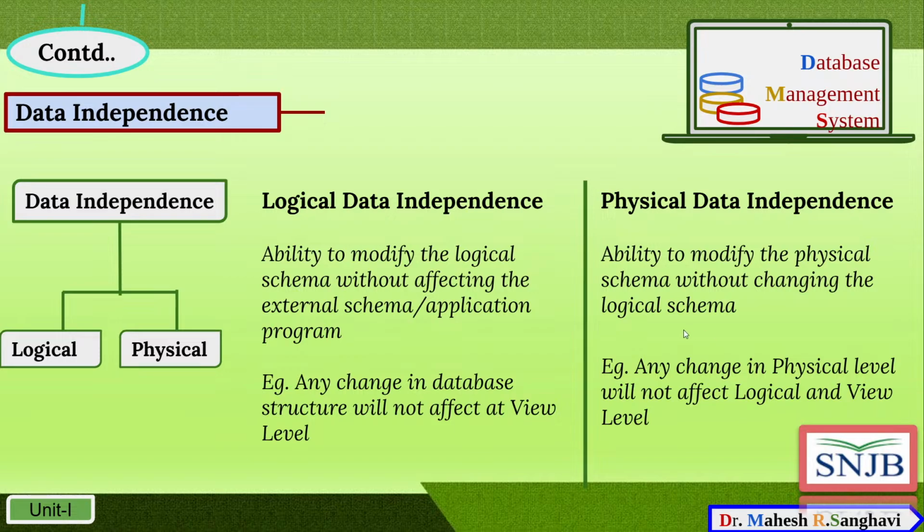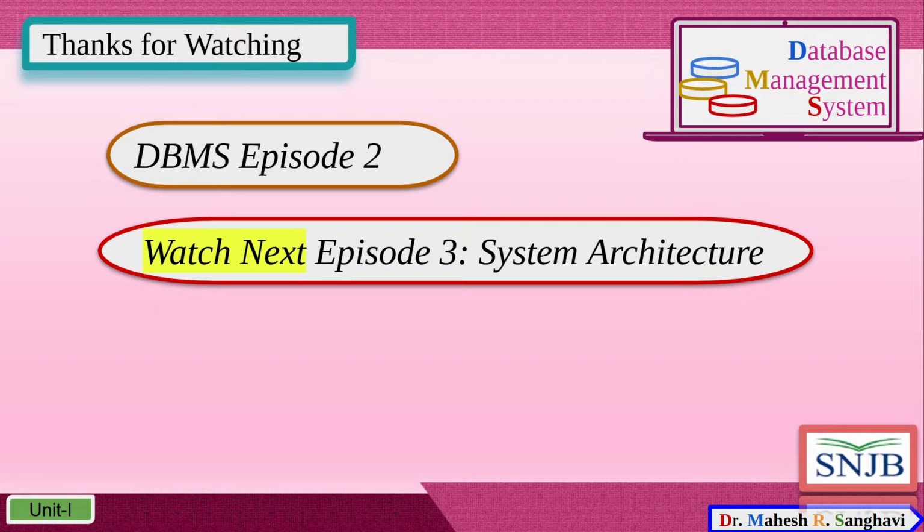Let us take a simple example to understand both concepts. Imagine an ATM machine. When you use an ATM, you only see the screen and buttons. This is like the view level. The bank that manages your balance and transactions is the logical level. And finally, the server and the database that store all this data physically, that's the physical level. Now, if the bank changes the storage system in the backend, your ATM experience stays the same. That's data independence.